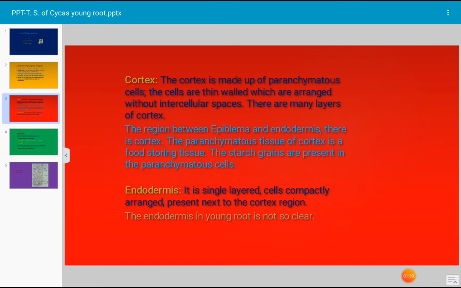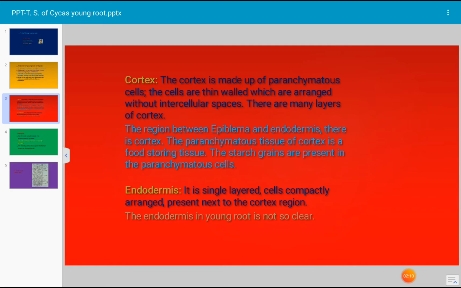cortex. Cortex is made up of parenchymatous cells. Parenchymatous cells means the cells are thin walled and the cells are arranged without intercellular spaces. This is the food storing region of the root. There are many layers of cortex and the cortex is placed below the epiblema.